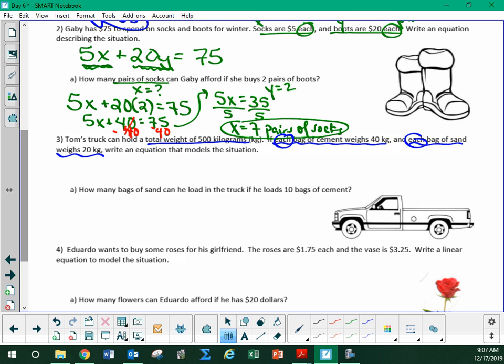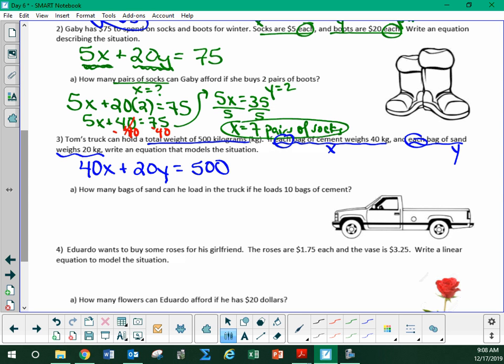I'm going to call the first one cement, x, and sand y. So we've got 2 rates, and we're going to do our standard form. Writing the equation, I have 40x, and then sand we called y, so plus 20y. And the total amount the truck can hold is 500. When you have to do it in standard form and they're whole numbers, it's much easier, because all you do is put the numbers together. Yep.